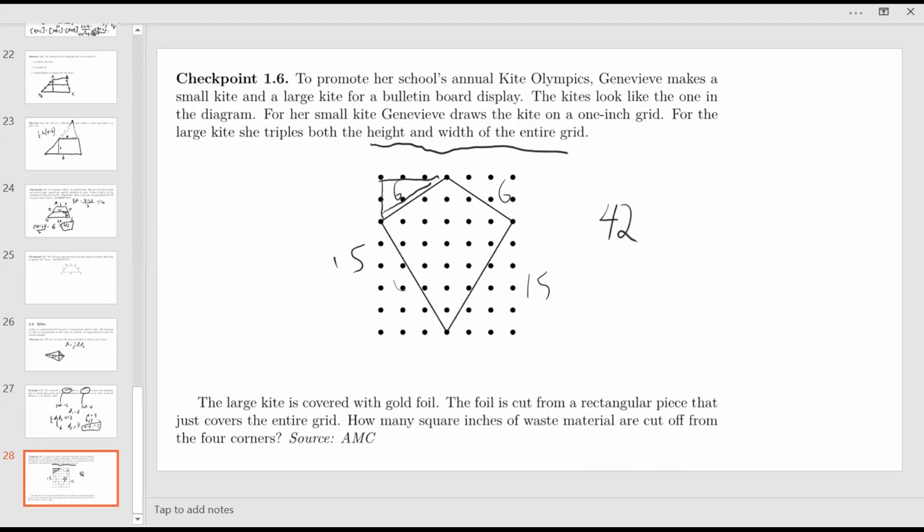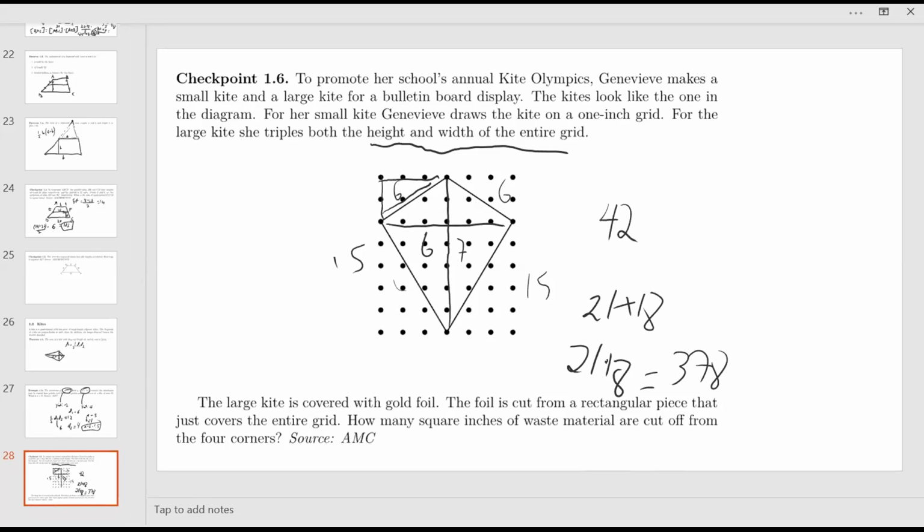Now, let's look at the dimensions of the large kite. The small kite has dimensions, this is 7, and this is 6. So the large kite has dimensions 3 times that. So the large kite is 21 by 18. The area of the foil is just the product of the diagonals, which is 21 times 18, equal to 378.